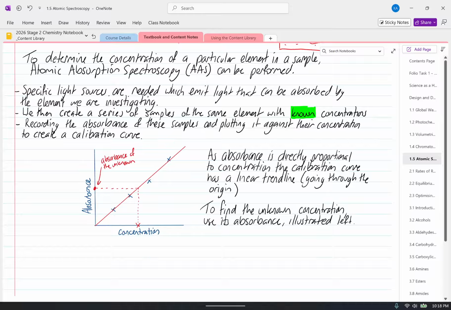Obviously, from this you can see that we need to make sure that the concentrations of our calibrations are in the same range as our unknown, because if you had a whole bunch of things down here and then the concentration for your unknown was way up here, then you're going to have a lot of uncertainty in this line of best fit.